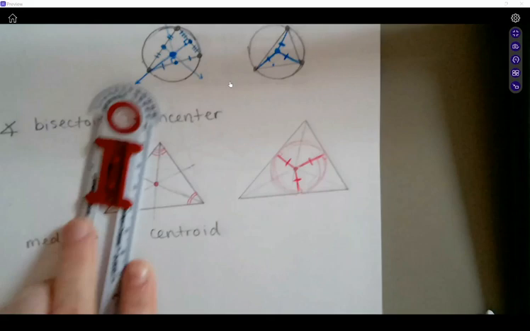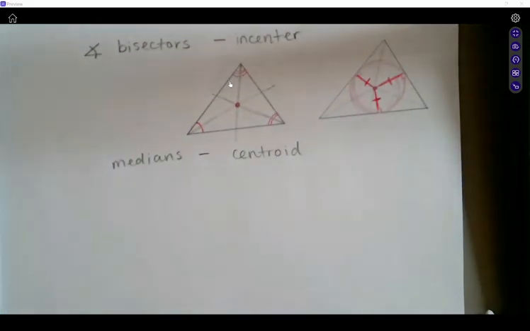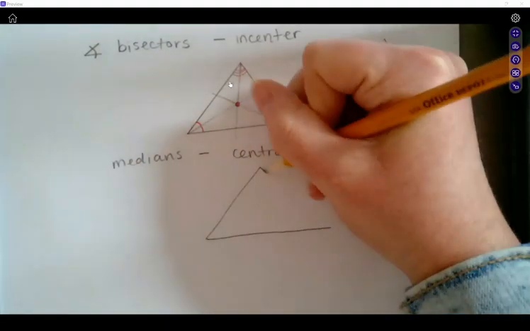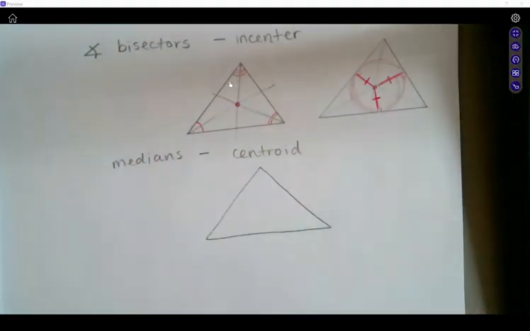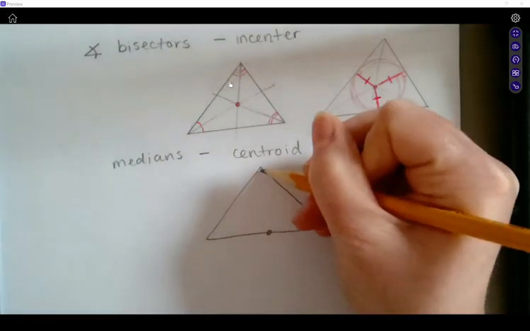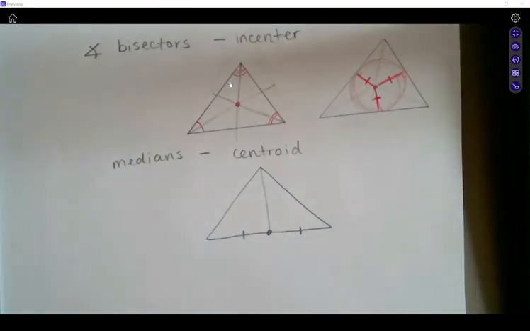Okay, and last but not least, I want to make note about what medians and centroids are. If we were to have a triangle, all a median is, is a segment that connects from the midpoint of a side to the vertex opposite of it. So I'm going to go ahead and eyeball my midpoints and create one median. Okay, so I have constructed one median.